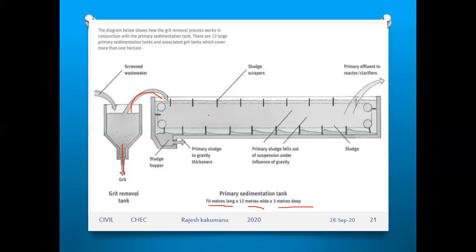Okay, so once the water is going into this tank, through these belts and drives and motors, it is skimmed inside, and the scum is removed through these scrapers placed on the top surface, and the sludge. So see here the sludge, the dotted lines on the sludge. So primary sludge falls out of suspension under the influence of gravity.